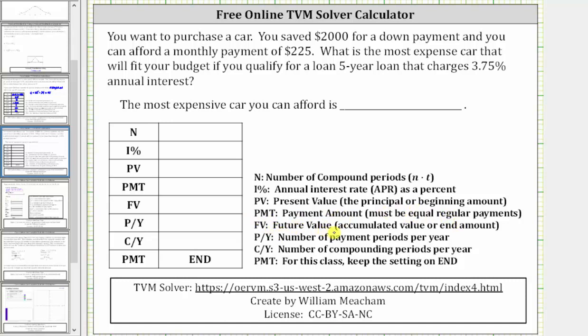P/Y is the number of payment periods per year. C/Y is the number of compounding periods per year. And you always set the payment type on end. Let's look at a loan type problem to illustrate the free online TVM solver.